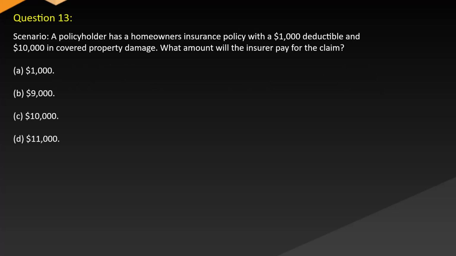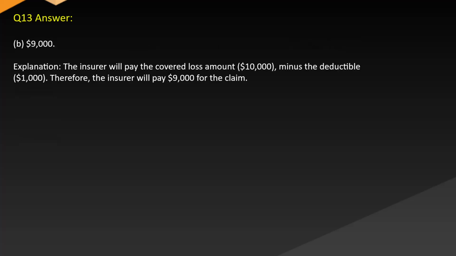Question 13. Scenario. A policyholder has a homeowner's insurance policy with a $1,000 deductible and $10,000 in covered property damage. What amount will the insurer pay for the claim? A. $1,000. B. $9,000. C. $10,000. D. $11,000. Answer B. $9,000. Explanation. The insurer will pay the covered loss amount, $10,000 minus the deductible $1,000. Therefore, the insurer will pay $9,000 for the claim.